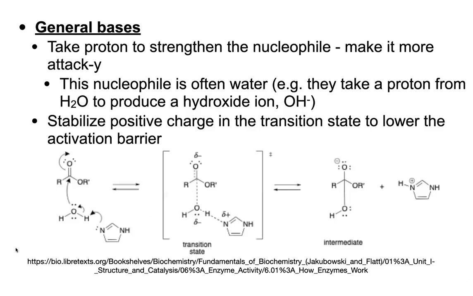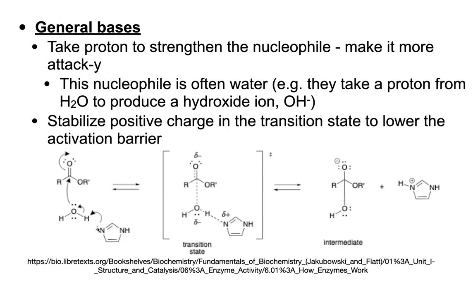In terms of our general bases, what's a base do? A base, in one definition, is something that steals a proton. And so by stealing a proton, the base is able to strengthen the nucleophile. A nucleophile is going to be stronger if it has concentrated negative charge. That's going to make the nucleophile less happy and more tacky. Well, if we take a proton, we can then generate that concentrated negative charge, and this is going to allow us to have a stronger nucleophile that can then go and attack our electrophile.